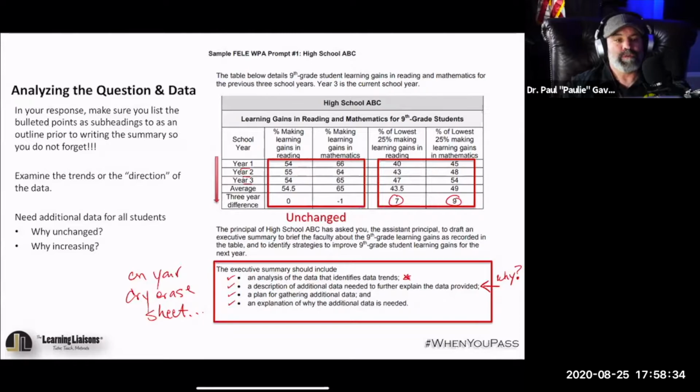So does anybody have an idea, if let's say this trend was going down, how do you fix that? What do you do about that? What are some of your thoughts about that? You can type in the box.